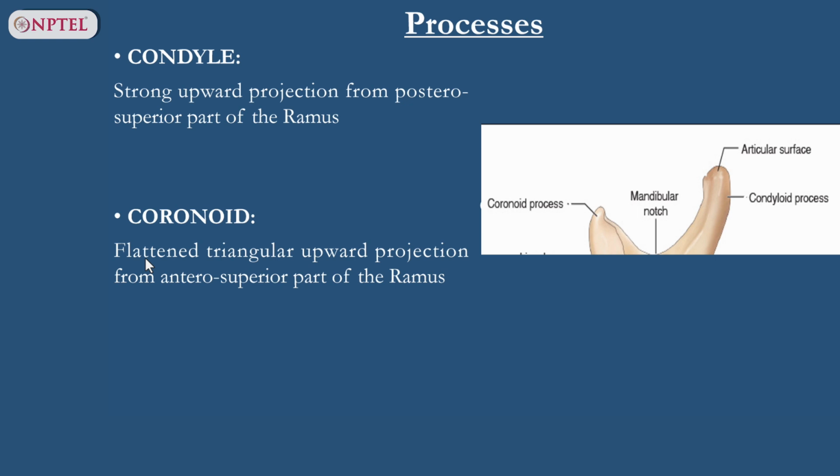The condyle is a strong upward projection from the posterior superior part of the ramus, and at the neck of the condyle lies the pterygoid fovea, to which the lateral pterygoid muscle is attached. Whereas the coronoid process is a flattened triangular upward projection from the antero-superior part of the ramus, to which the temporalis muscle is attached.